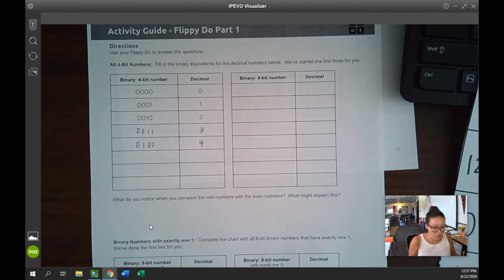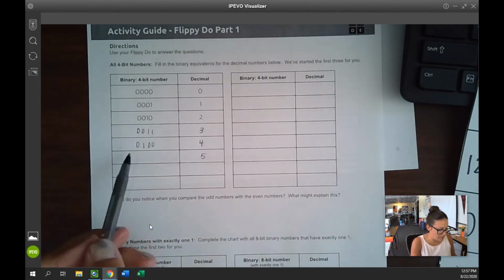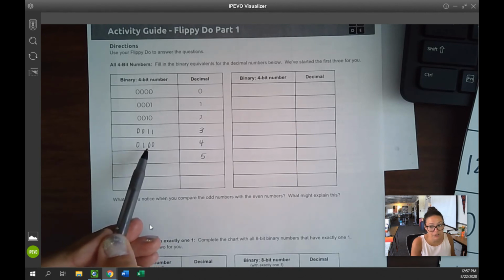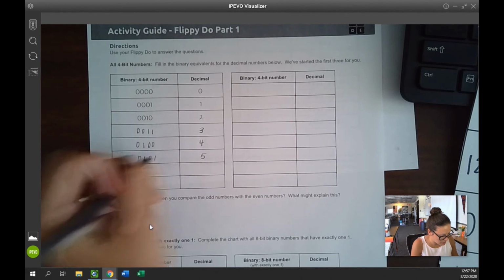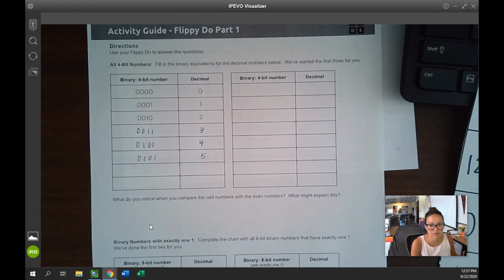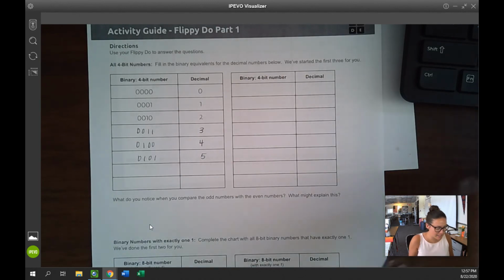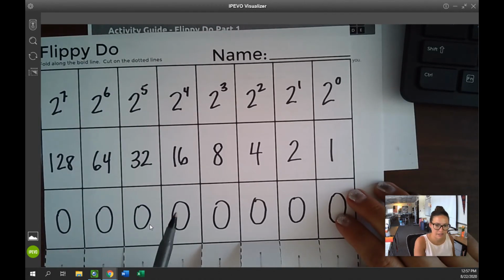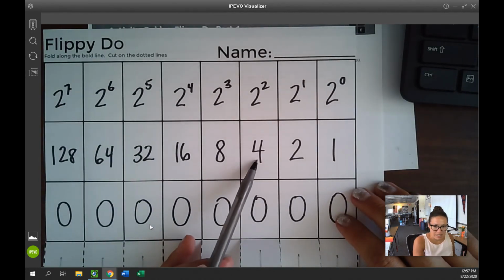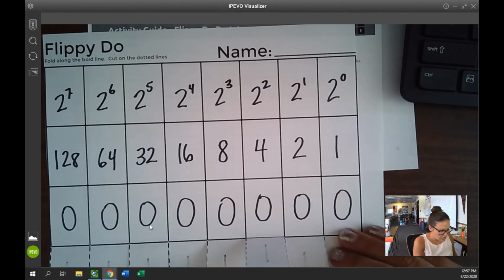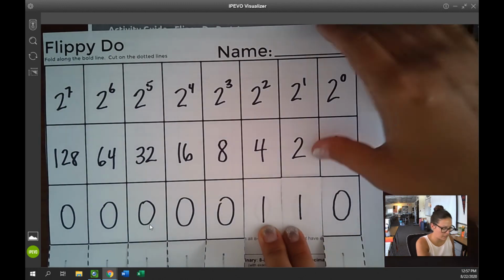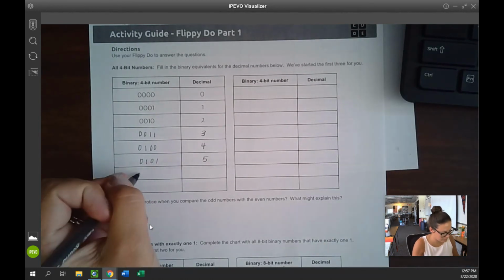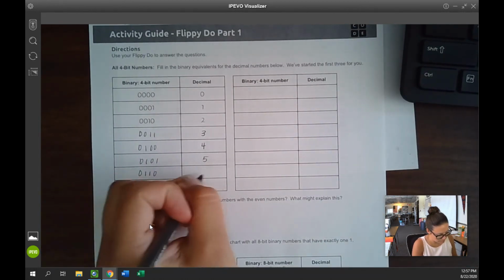Okay, how am I going to make 5? Well, if this is 4, I only need one more to make 5. So 0, 1, 0, 1 is going to give me 5. If I want to make 6, a 6 means I need a 4 and a 2. So I'm going to have 0, 1, 1, 0.